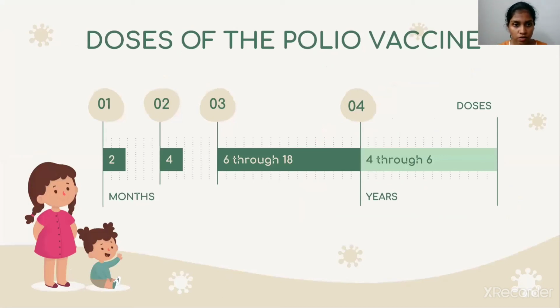So this is how the IPV, or inactivated polio vaccine, is given to the children. The first dose is given when they are 2 months old, the next dose is given when they are 4 months old, the third dose is given when they are 6 to 18 months old, and the fourth dose, or the last dose, is given when they are 4 to 6 years old.